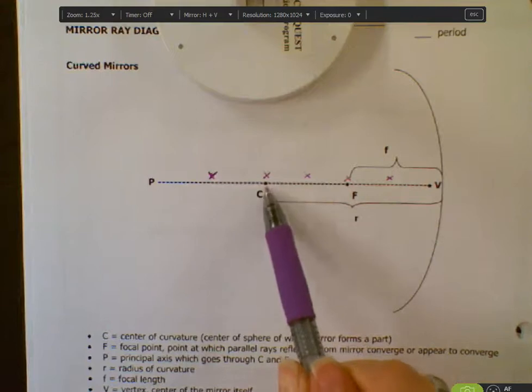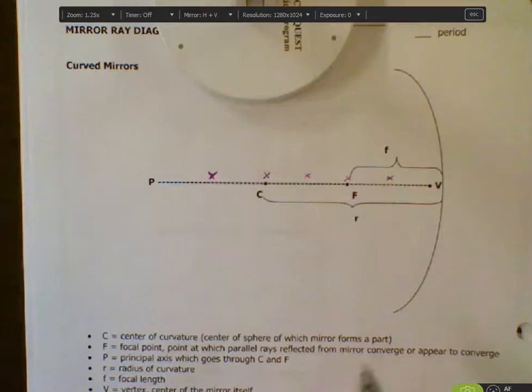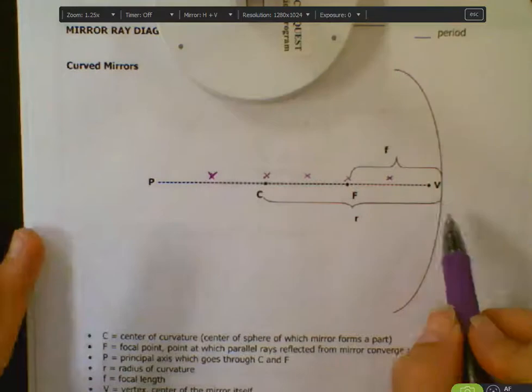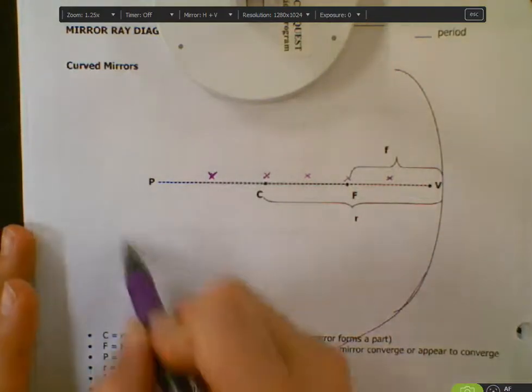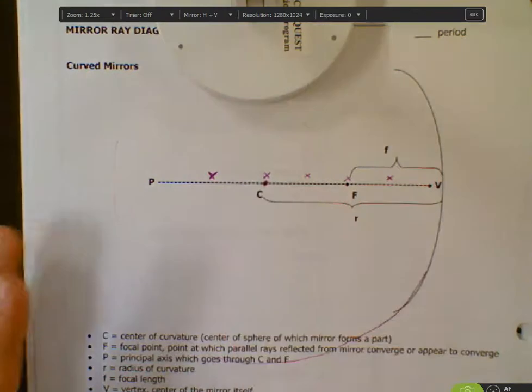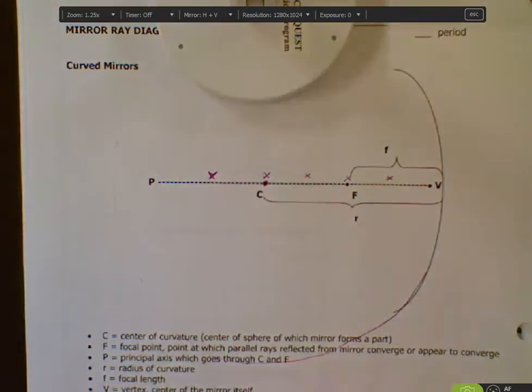So the first C right here is your center of curvature, which is the center of the sphere of which the mirror forms. So pretend that this mirror is like a circle and you want to draw it all the way around. If I was making a big circle, the center of my circle is my C. So that's where that comes from.